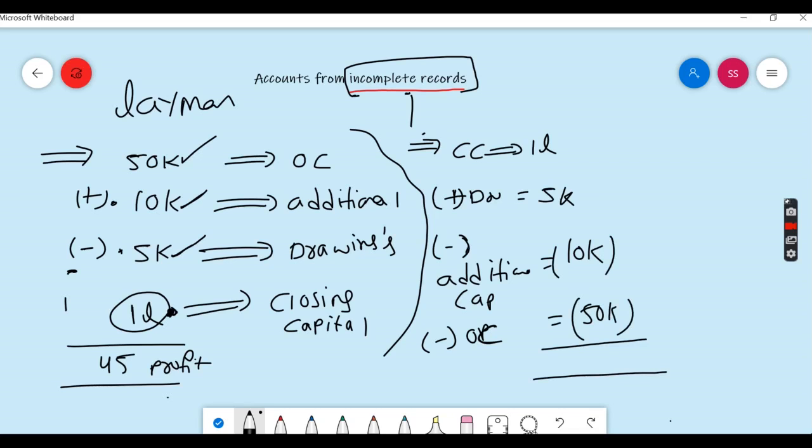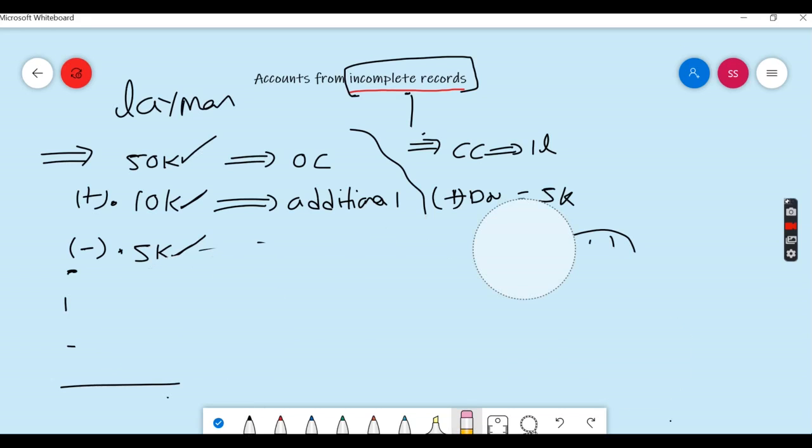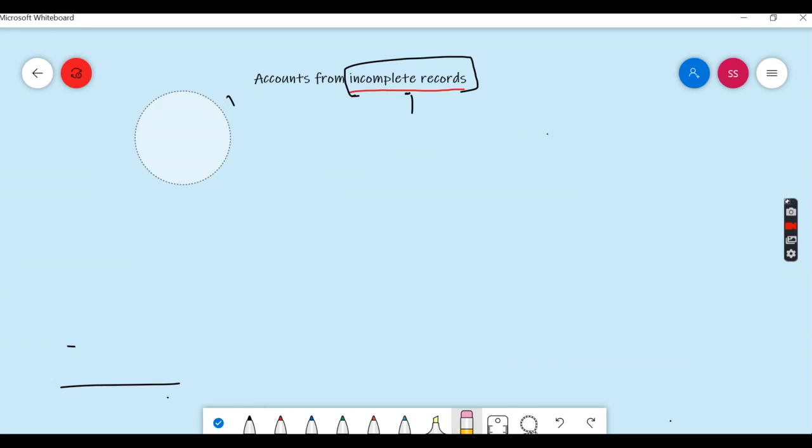How much profit will you get? 1 lakh 5,000 minus 60,000, you will get 45,000. Same, right? So we have to stick to our format. Our format is closing capital plus drawings minus additional capital minus opening capital. We will get the profit.